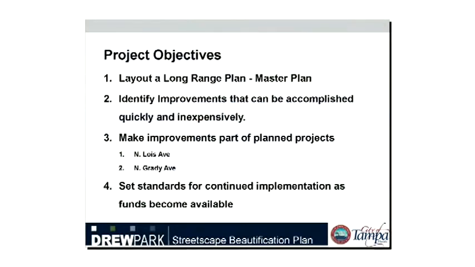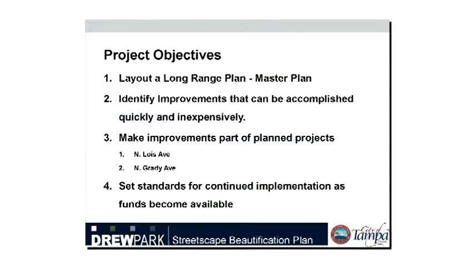We identified four objectives of this particular project. First, we want to identify a long-range plan. The plan that would encompass everything and give you a roadmap for where you're going. Two, we wanted to identify improvements that can be accomplished quickly. Something that shows activity, something that begins a process of communicating a new vision for Drew Park. Three, we wanted to make improvements that would become a part of these planned projects that were ready to go to the boards and be constructed. So in a year or two, as those projects are implemented, they are implemented consistent with a long-term plan. So when they are complete, you would see the idea for further implementation and long-range implementation.